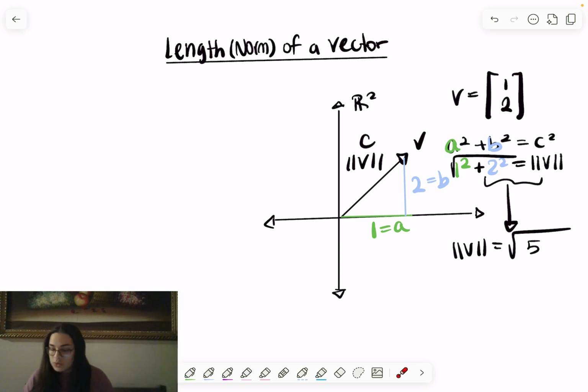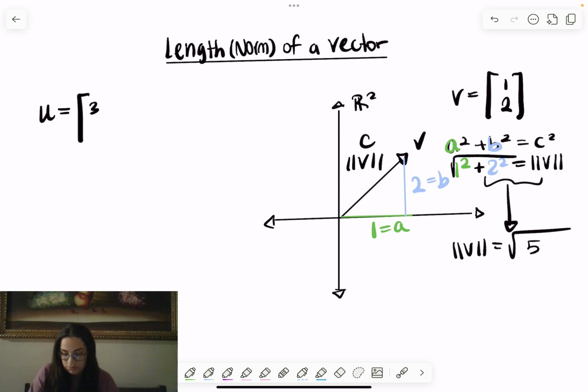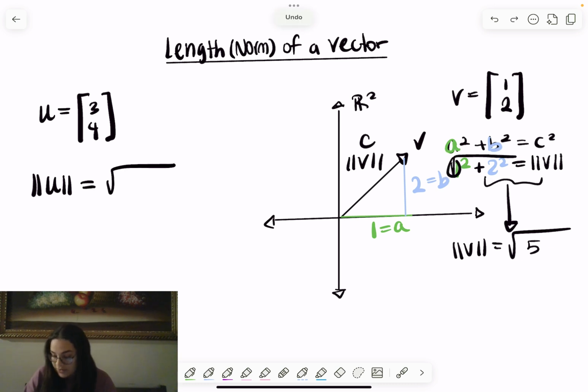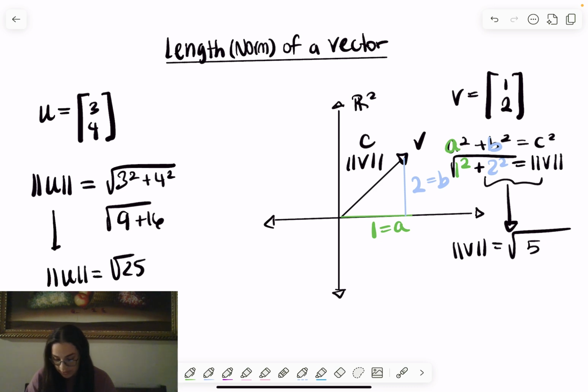But the point here was just to show you how to derive the formula. For any vector that you're given, right now I can say let u be equal to (3, 4). The length of u, this is how we denote length, will always be equal to the square root of the sum of the elements inside the vector, squared. All you do is take these, square them, and add them together. That's it. So 3 times 3 is 9, 4 times 4 is 16, and 16 plus 9 is 25. So the length of your vector u is equal to the square root of 25, which is just 5.